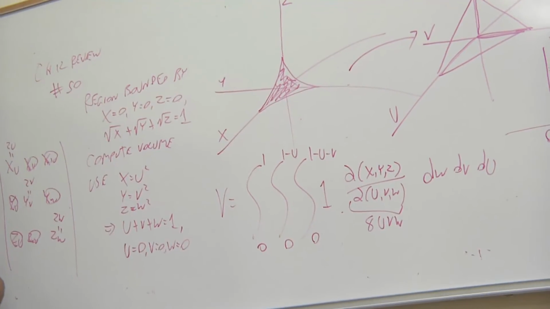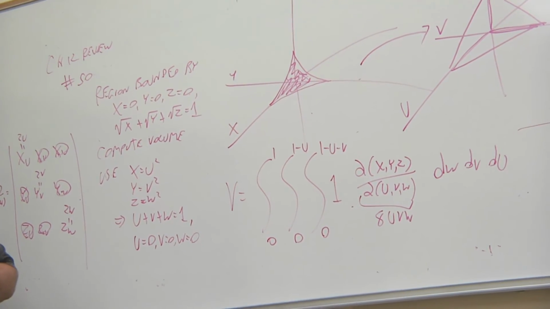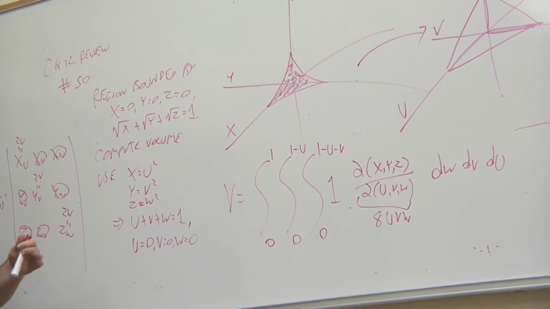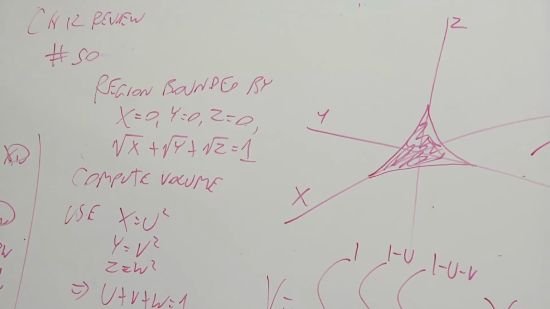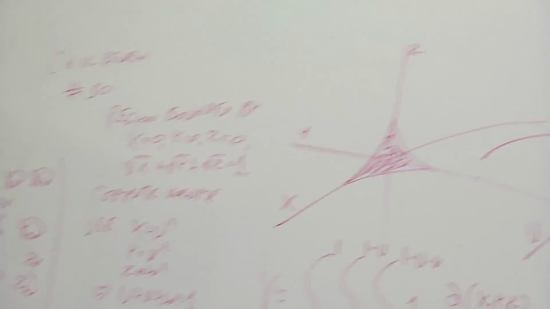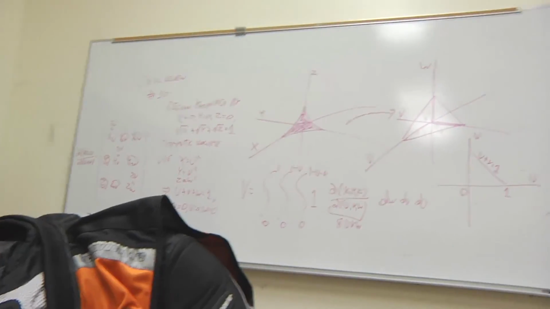Because that's the whole idea behind doing a change of variables, is that the region you're integrating over, the integral should be easier to set up. I mean, I wouldn't want to try to set up this, and actually I did try. No, you don't want to do that. So questions about this kind of problem?